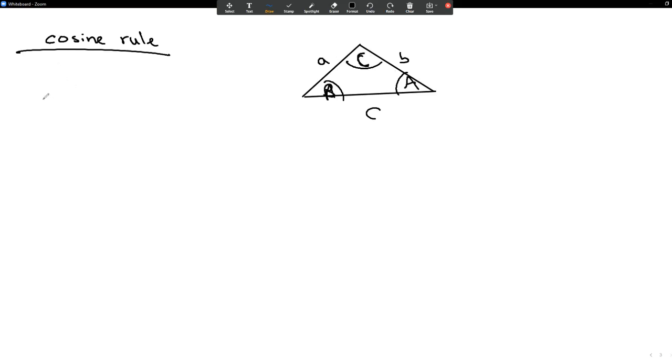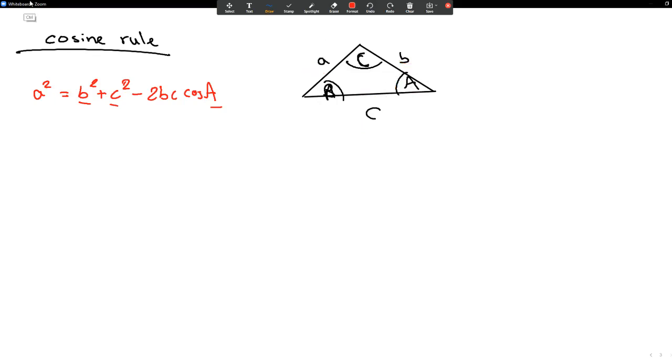Now the cosine rule says that a squared equals b squared plus c squared minus 2bc cos A, right? Where A is the angle and side, where a is the side you're trying to find. So this is a good rule to use when you know two of the sides, B and C, and the angle corresponding to the side you want to find. So A. So if we knew B and C and A, we could find this side here.